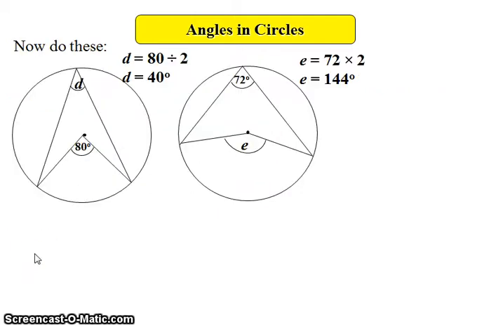Okay, so let's look at a couple examples here. So you're given an angle here of the central angle and the unknown inscribed angle represented by D. We know that the central angle is double this, so what do we do to solve the inscribed angle? Well, we just chop it in half. So 80 divided by 2 is going to give us 40 degrees. We know the inscribed angle here is 40 degrees.